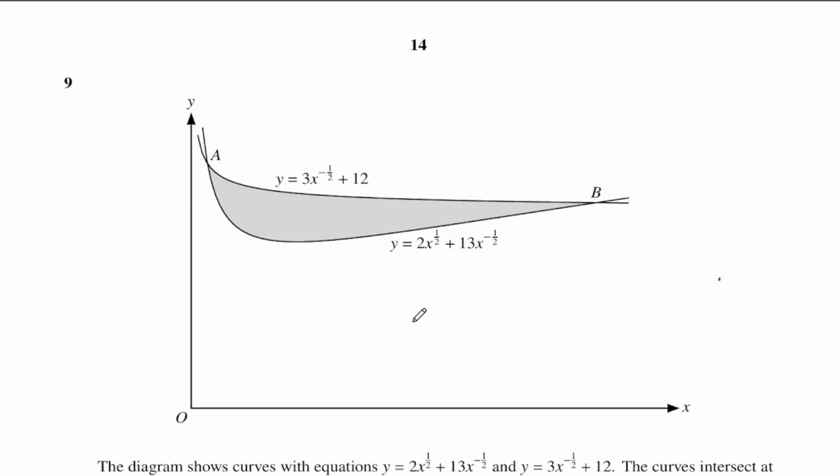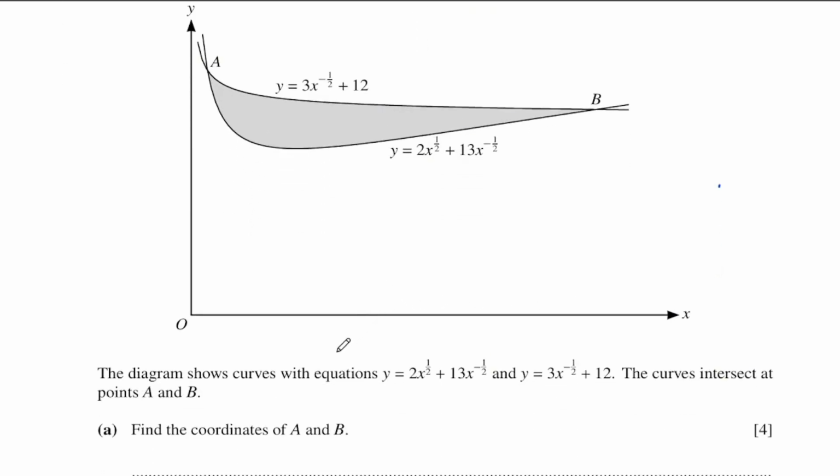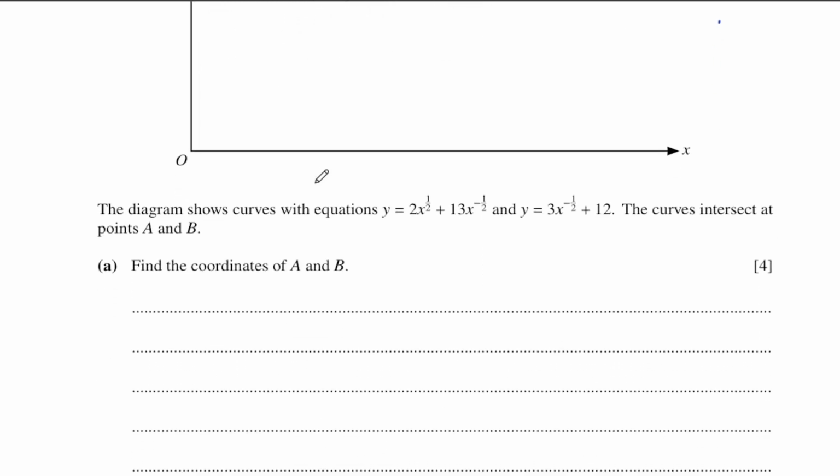For this part, the diagram shows the curves with two equations, y equals 2x to the power half plus 13x to the power negative 2, and y equals 3x to the power negative half plus 12. And these two curves intersect at points A and B. Okay, so first you need to find what the coordinates of these points are. And remember, if you want to find coordinates at intersection, you just need to substitute.